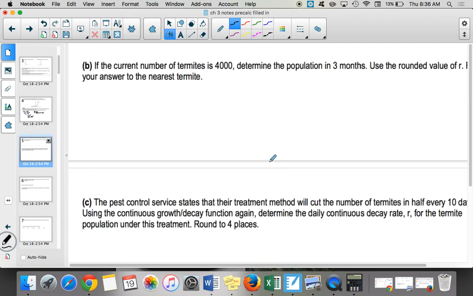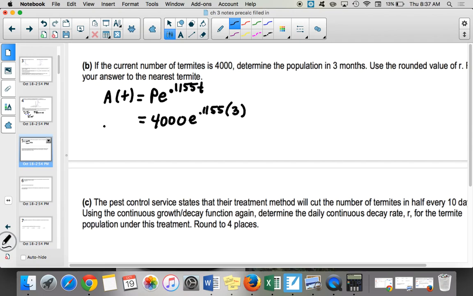So the second question says, if the current number of termites is 4,000, determine the population in 3 months. So that means we have our A of t equals P e to the r times t, and our r is that A value times t. Sometimes I write A and circle it, or you could write that 0.1155 t if you want. And it's saying, if I start with 4,000, how much do I have after 3 months? So I write the amount after 3 months on the left-hand side.